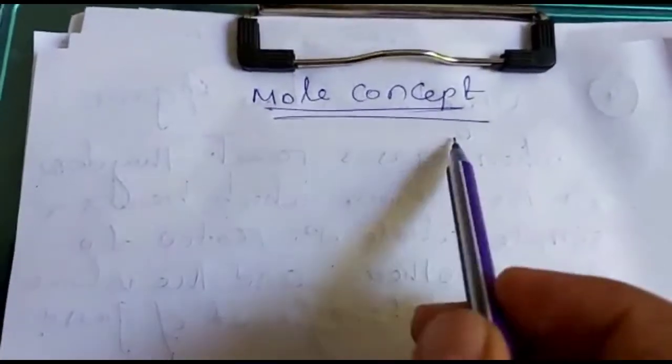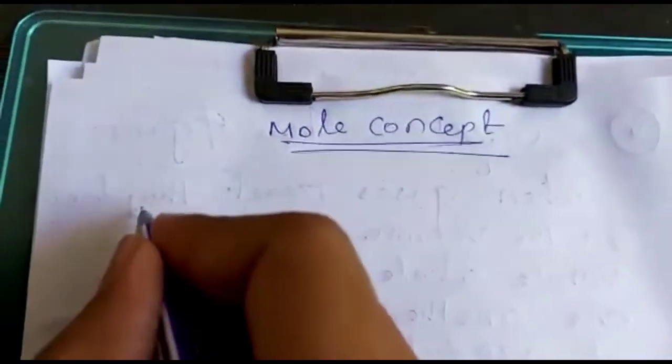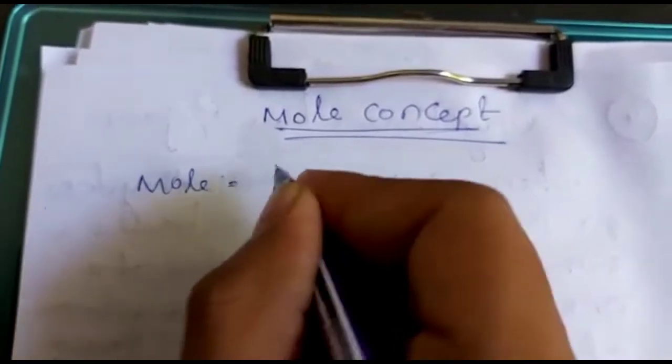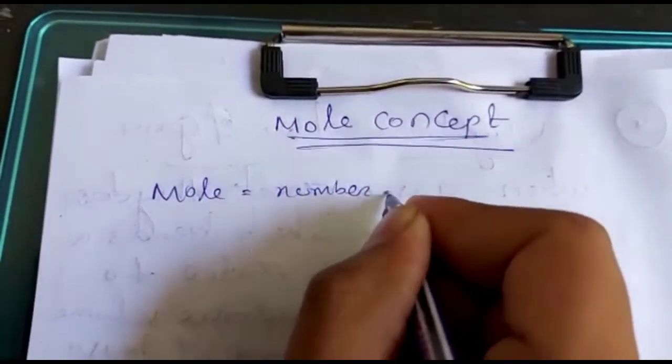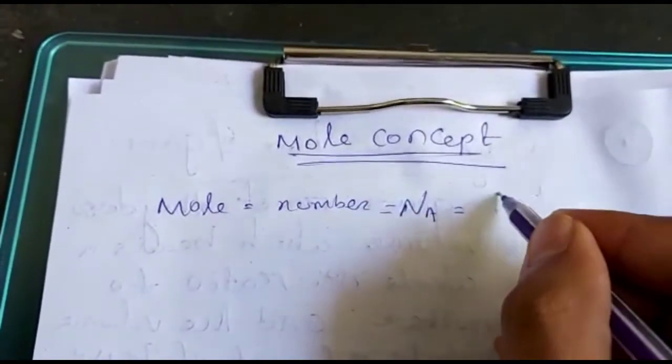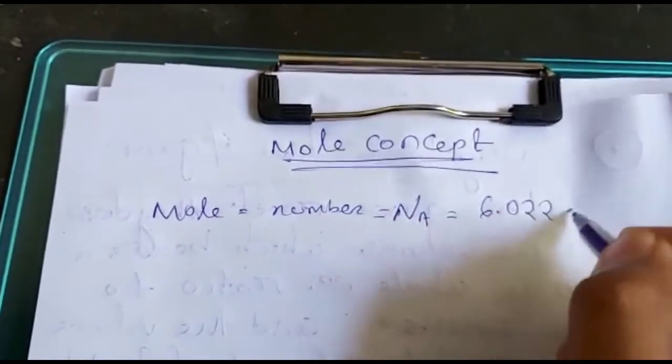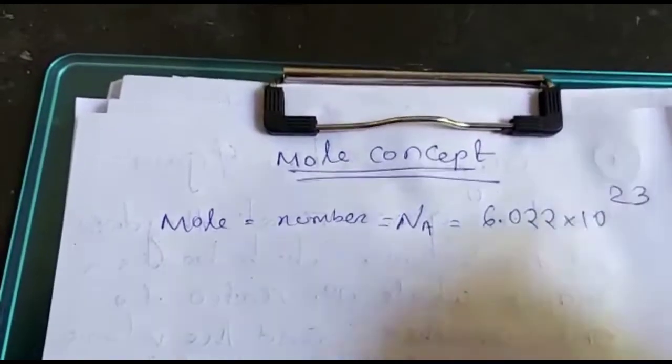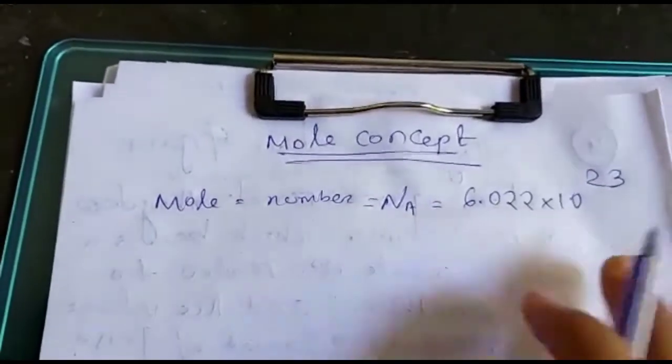Now we will discuss the mole concept. Mole means, remember, it is a number, that is Avogadro's number. The symbol is Na. We can write this as 6.022 into 10 to the power 23. It is Avogadro's number, remember.